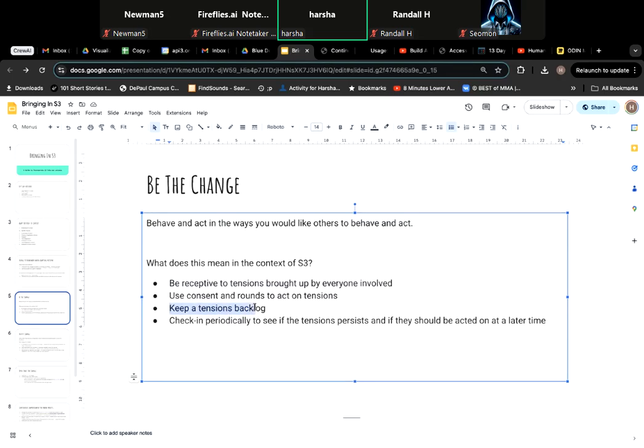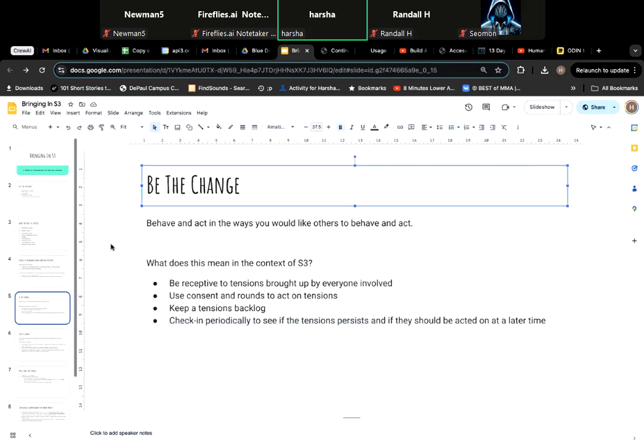Keep a tensions backlog. We need to know, okay, these are the tensions faced by these individuals at this point in time, so that at a later time we can go back and see if the process has removed those tensions or if the tensions still persist. And that is the last one. Check in periodically to see if tensions persist and if they should be acted on at a later time.